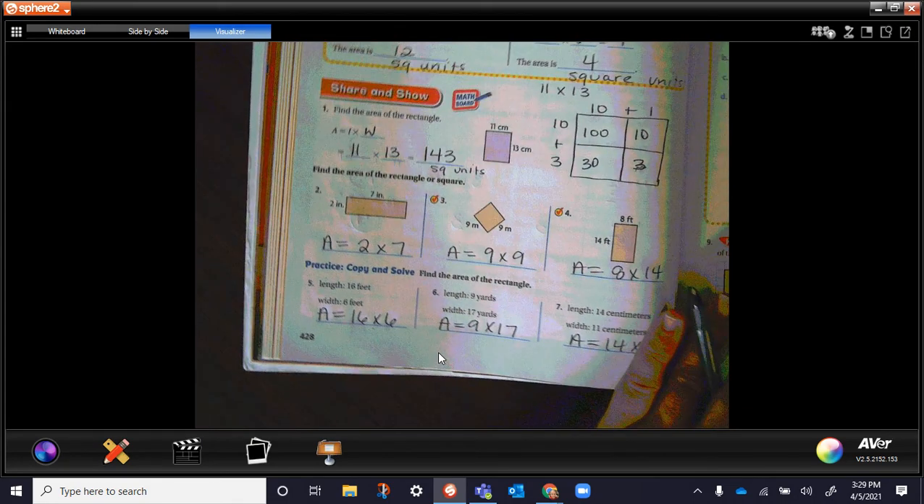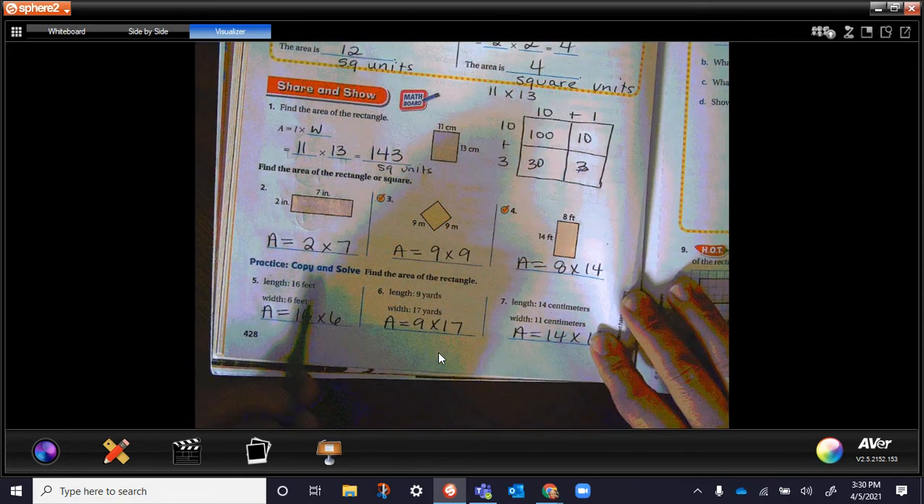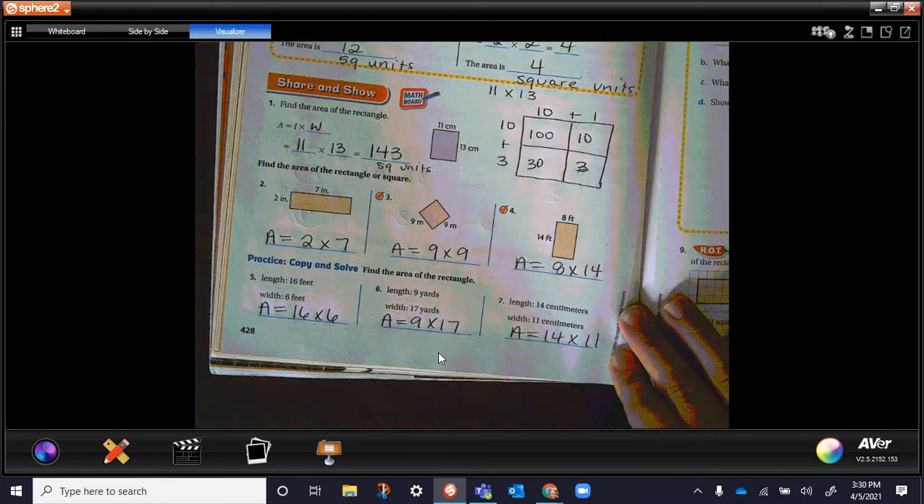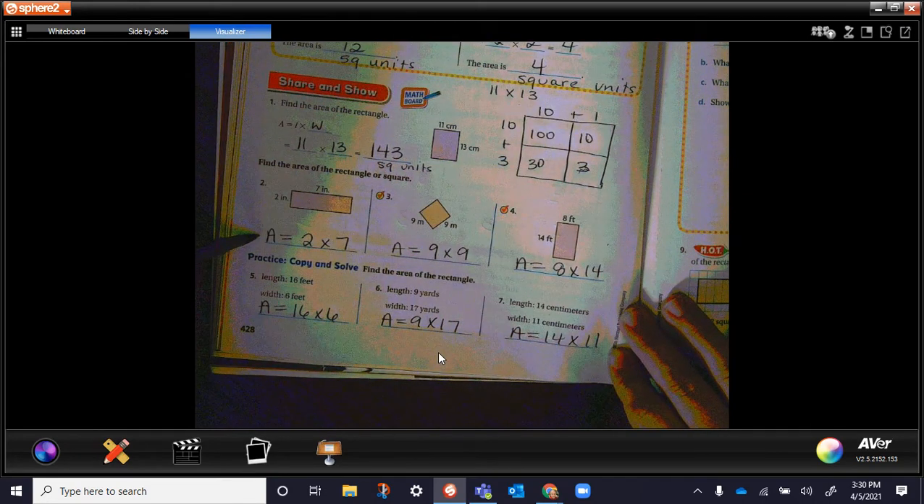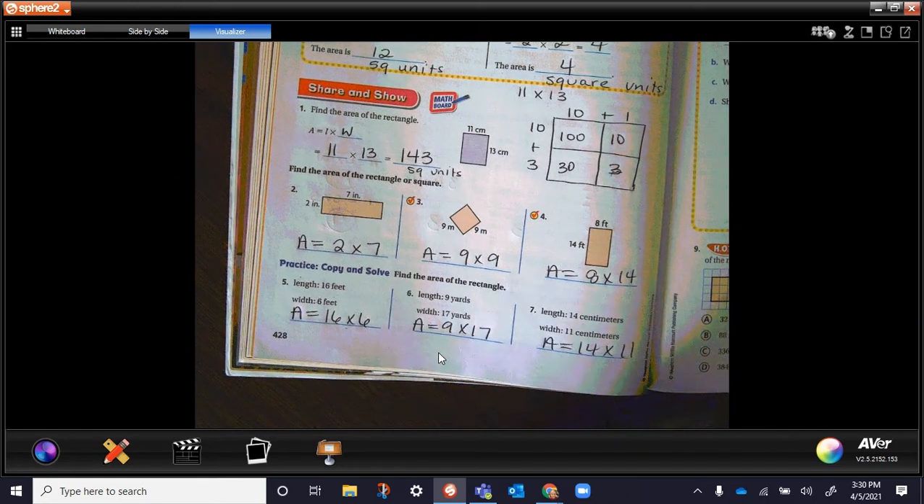Down here, we didn't multiply them all the way out. We were just practicing using that formula. So we were looking at the lengths and the widths and plugging those in. So if area equals length times width, we went ahead and plugged in the numbers that we would be multiplying. In order to find the area, we'd have to take it one step further and actually multiply those out.